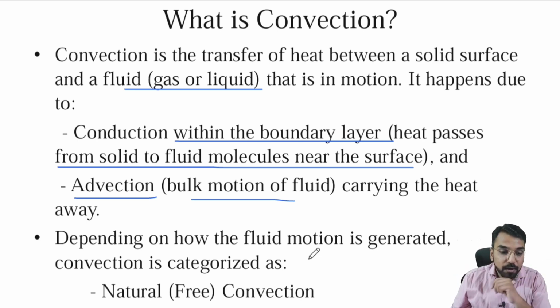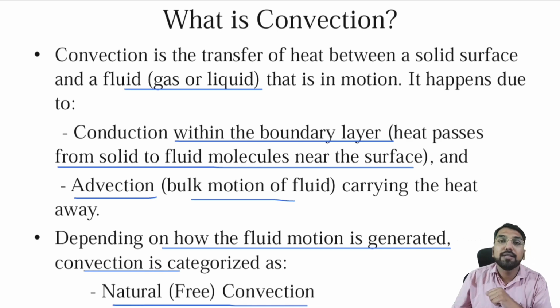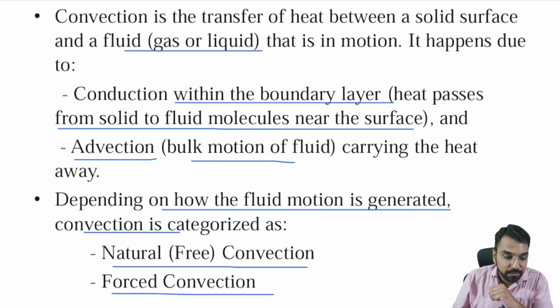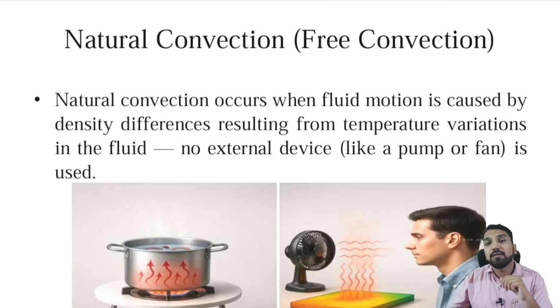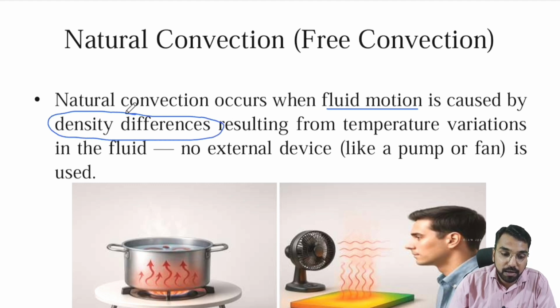Depending upon how the fluid motion is generated, convection is again categorized as natural, that is free convection, or forced convection. So we are going to see in this lecture what natural or free convection and forced convection are. First of all, natural or free convection. Natural convection occurs when the fluid motion is caused by density difference. This is the main keyword in natural convection.